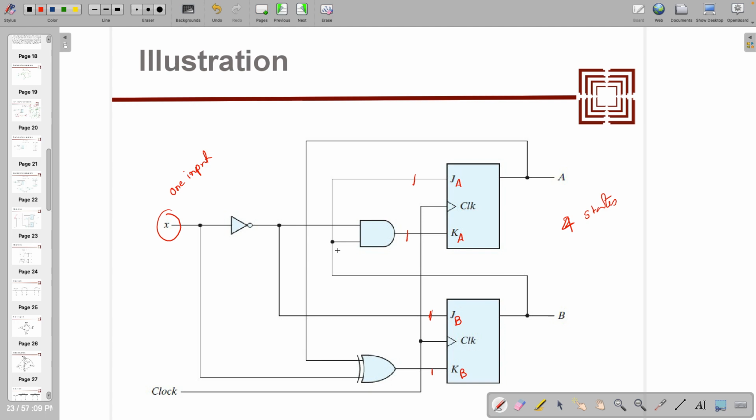This is not a D flip flop. So you can't say that A of T plus 1 is equal to exactly JA. It's not going to happen. It depends on other values also, and there you need the excitation table. But you first write down the equations JA, KA, JB, KB and A of T plus 1, B of T plus 1. You just write down.